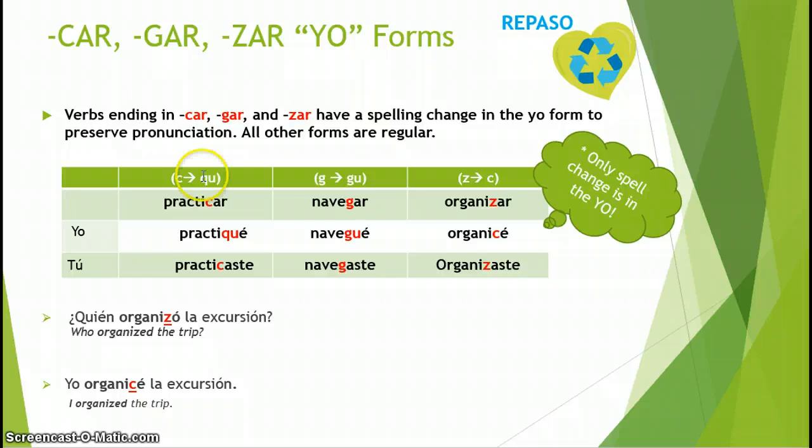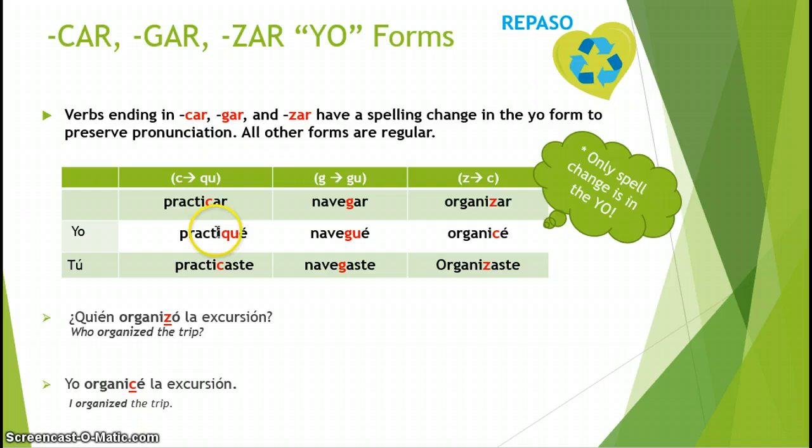Some of these changes will be C for a car verbs like practicar will change to QU. G for a gar verb changes to GU. In a verb that contains a Z like organizar, that Z needs to change to a C. This is like when we studied the vocab like the word lápiz, and I make it plural, I have to change the Z to a C. Lápices. So it's just a pronunciation thing.